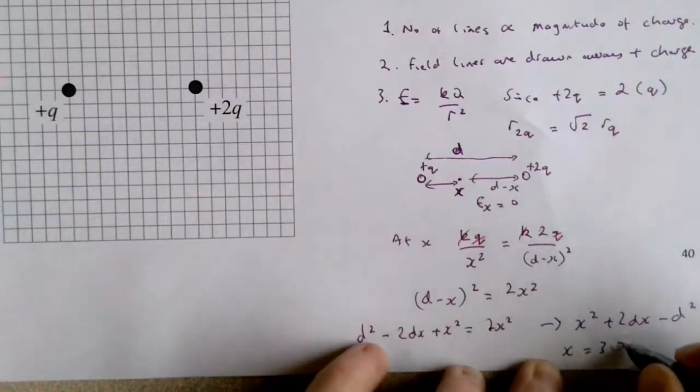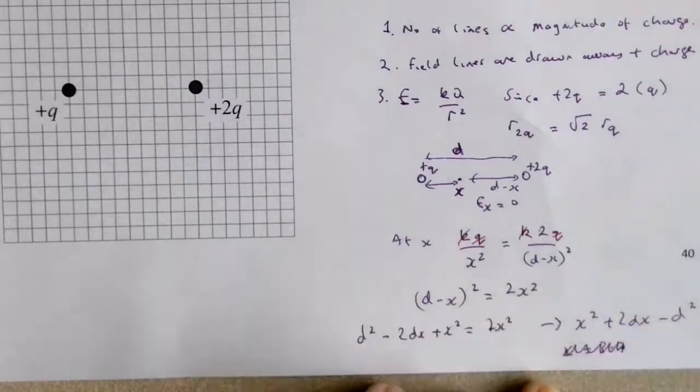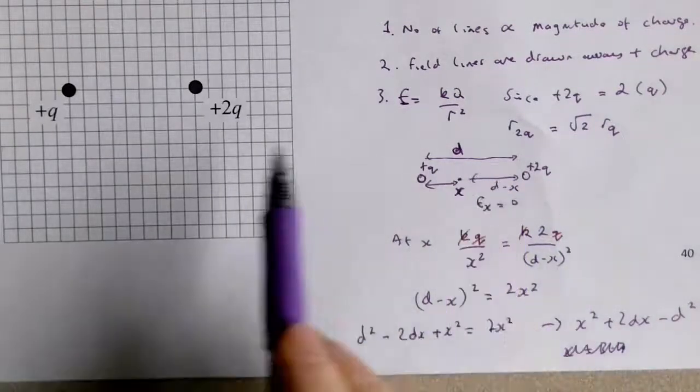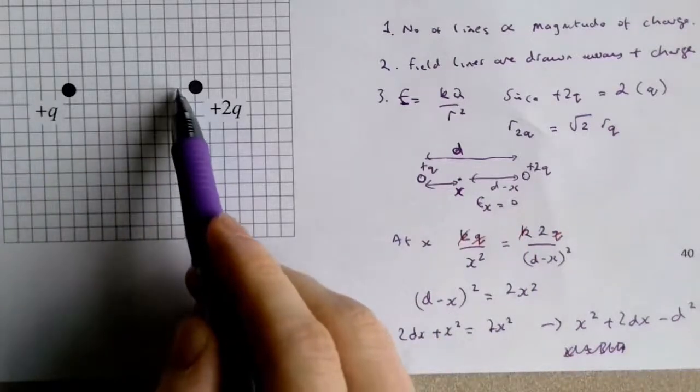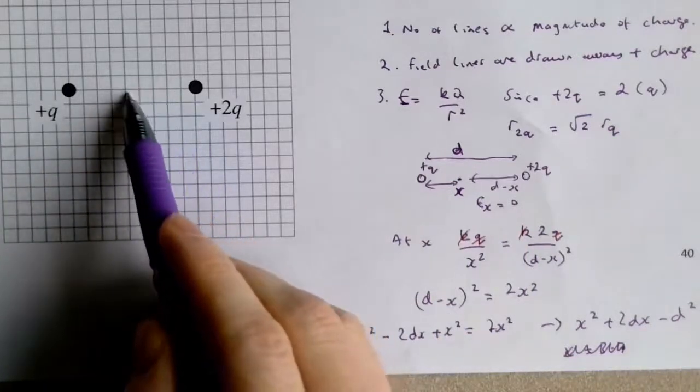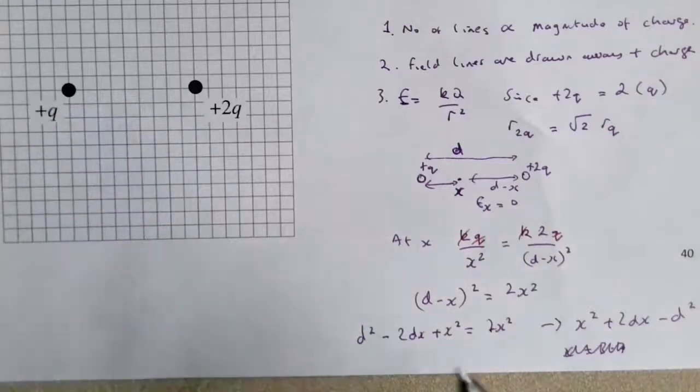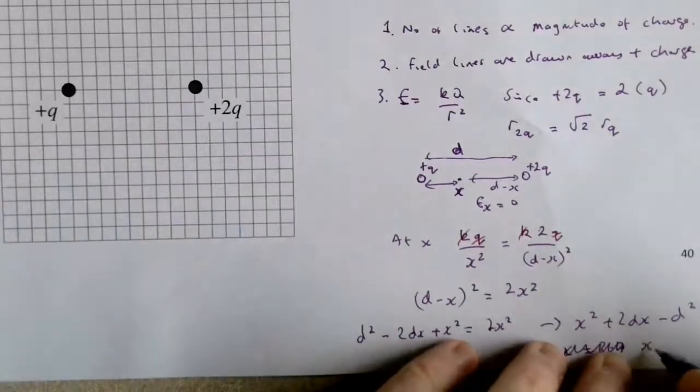3.7. Oh, sorry, I jumped a step here. D in this case, if I count out the number of boxes, 1, 2, 3, 4, 5, 6, 7, 8, 9, is 9 boxes. So if I plug in 9 units for D, I get x to be 3.7.